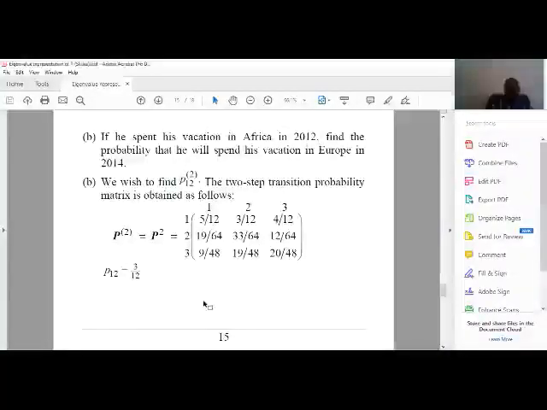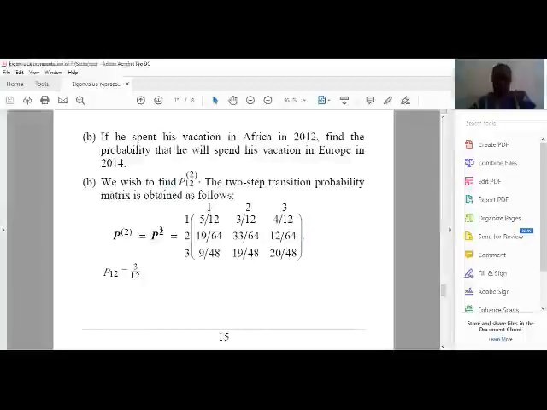But if you want to calculate 2 years transition, then you need that second step transition probability matrix. So how do you determine the second step transition probability matrix? You raise the one step transition probability matrix to the power 2. Your calculators can easily do that for you. So we use the second step transition probability matrix to answer that question.